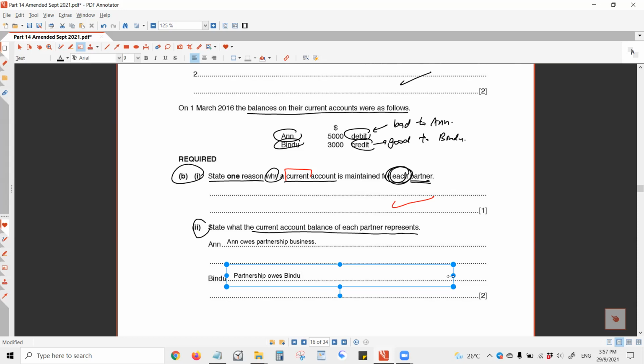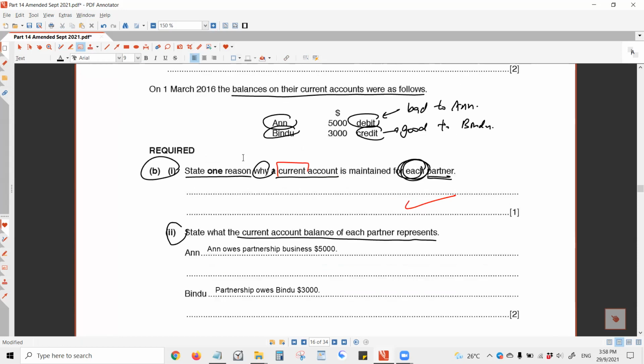Post Bindu, I should write the amount. Sorry, I forgot to write the amount, 3,000. If you don't write the amount, I'm not sure whether you would get penalized or not, but for safety purposes, try to provide everything in detail to them so that they don't have a chance to minus you any mark. Okay, now continue.